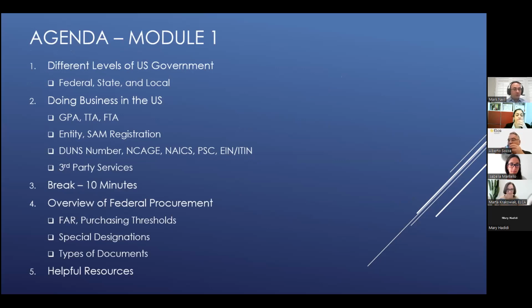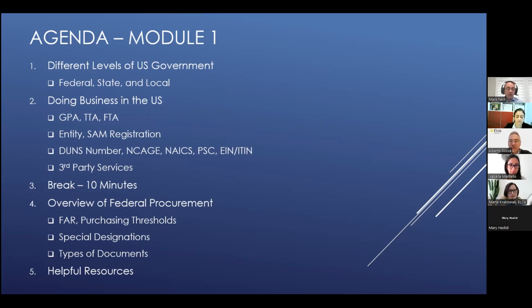Today's agenda, what we'll cover is provide some education on the different levels of the US government, because they are not all the same and they don't act the same. We will be going over how to do business in the US. So that covers everything from the World Trade Organization to trade agreements, free trade agreements, how you register your company, some particular numbers you might have to get as far as like product codes or IRS numbers or DUNS numbers.